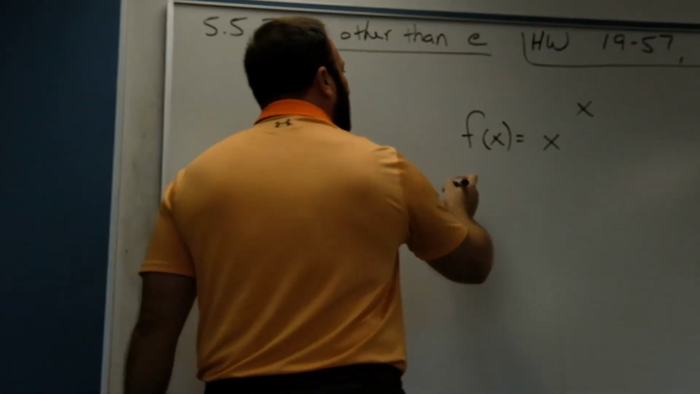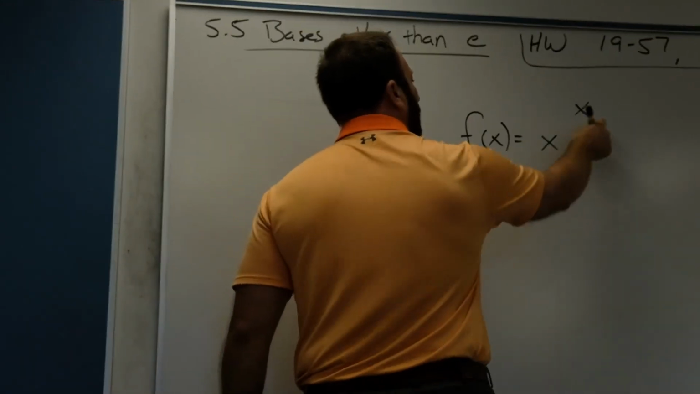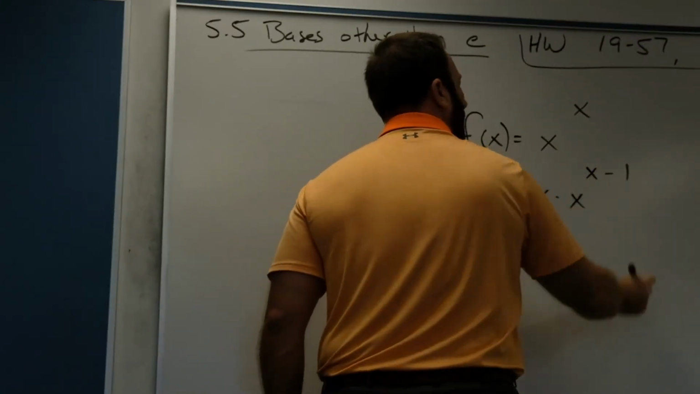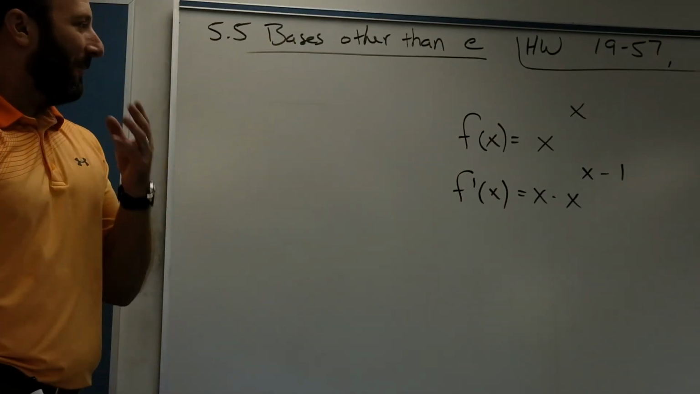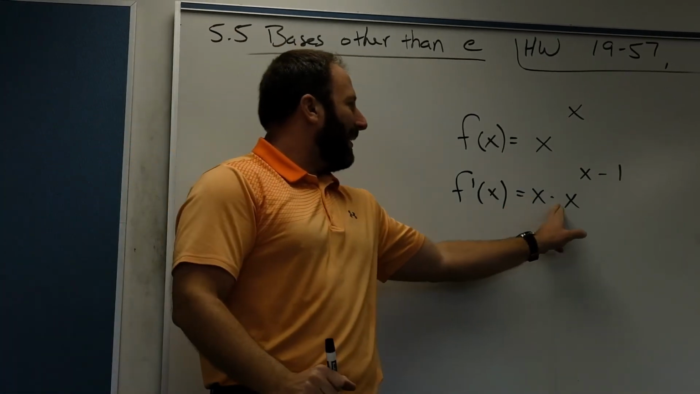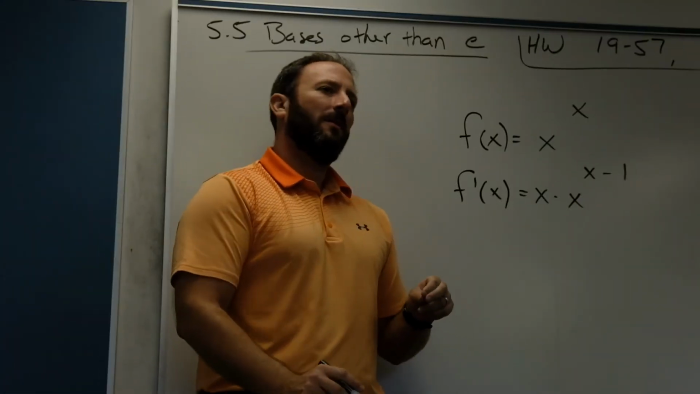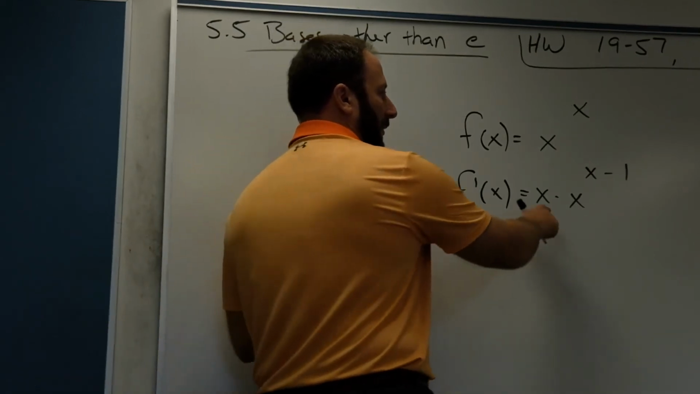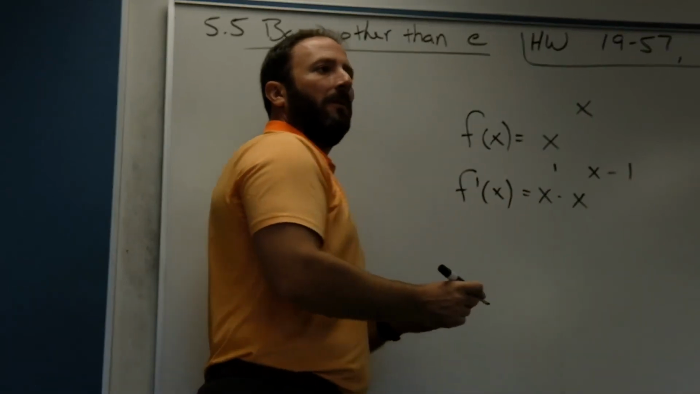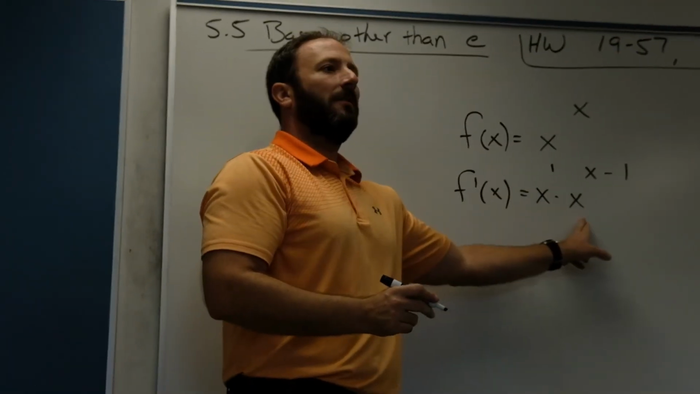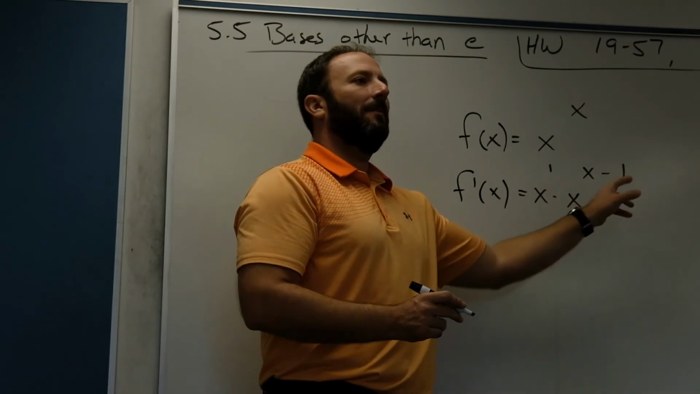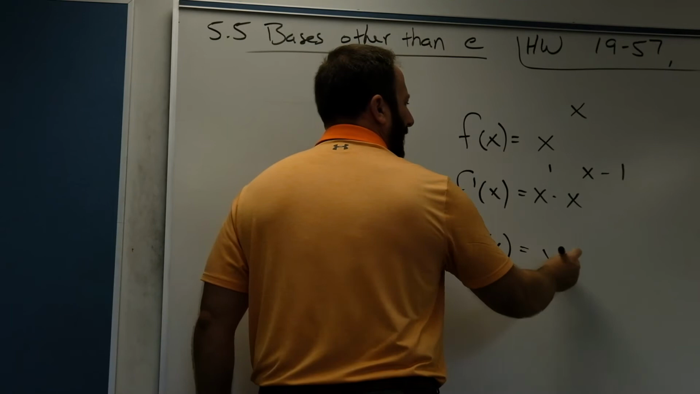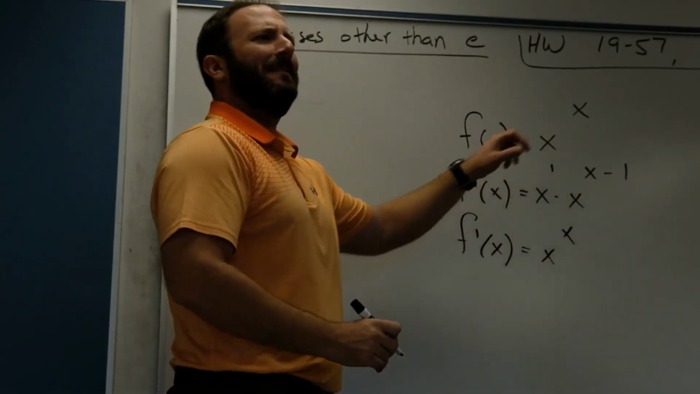Now, one idea would be to say, okay, we've seen this. We bring the power down and times this to the one less power. So we might think about doing something like this. But guys, what would x times x to the x minus 1 equal? Would we agree that this is x to the first, and that these are both base x? So what would this be if I add my exponents? The derivative here would be x to the... no, that ain't right.